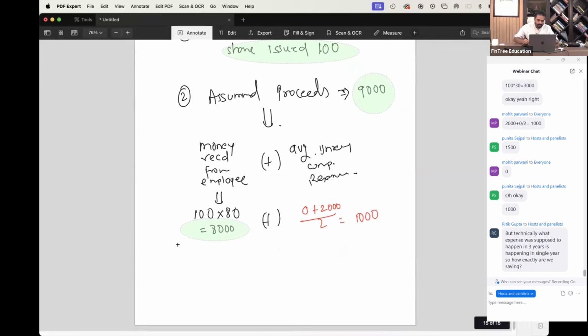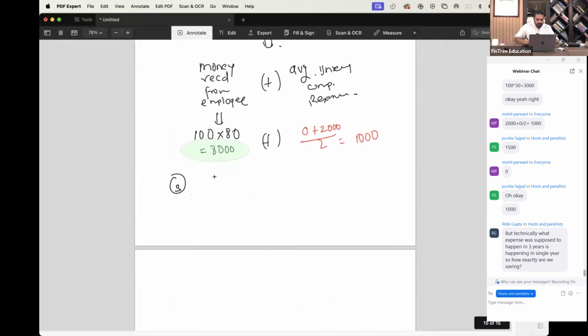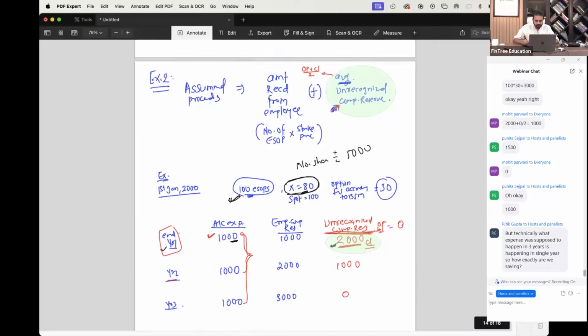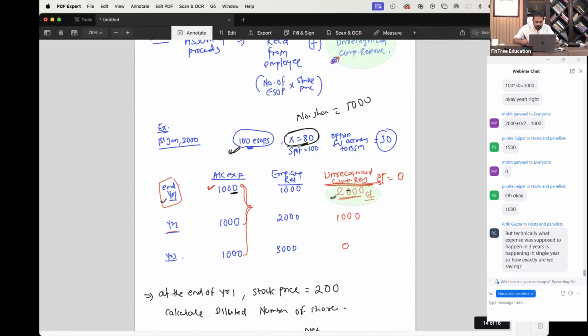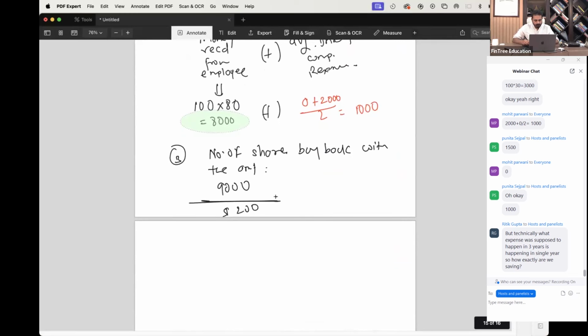And if you've done this, then step number 3 is easy. So what happens in step number 3? The number of shares that you're going to buy back with the amount available at your disposal is 9,000. And what is the average price in the market in the first year? I gave it to you. First year average price is how much? 200. Okay, so the average price is 200, so the number of shares I can buy back is 45.